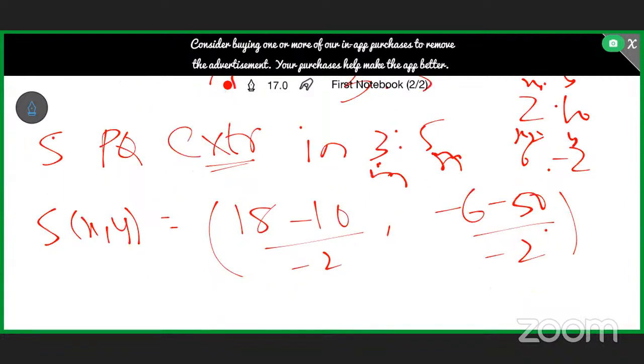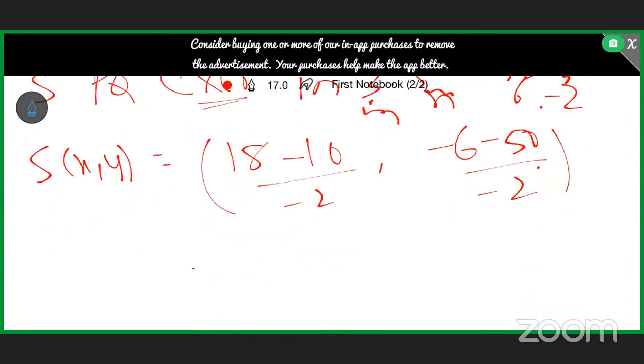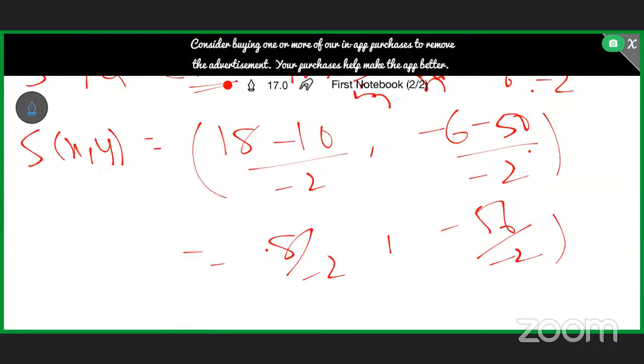This will give me what? 18 minus 10 is 8 by minus 2, comma minus 56 by minus 2. If you simplify this, the minus signs cancel. 2 ones are 2, 2 twos are 4, 2 eights are... So 4 comma 28.